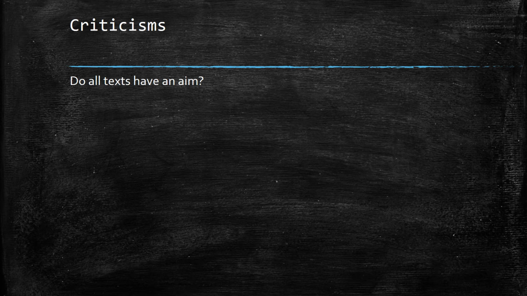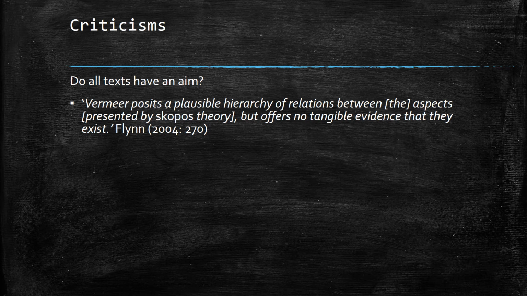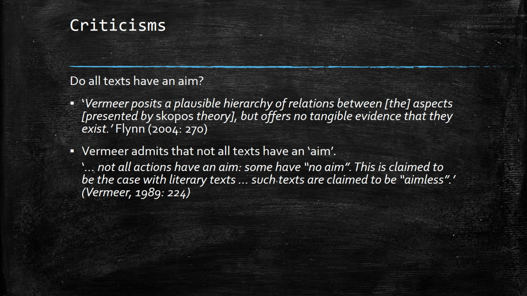Nord and others are quite critical of Vermeer, asking if all texts have a skopos. Vermeer posits a plausible hierarchy of relations between the aspects presented by Skopos theory, but offers no tangible evidence that they exist. Vermeer even admits that not all texts have a skopos. Not all actions have an aim, some have no aim. This is claimed to be the case with literary texts. Such texts are claimed to be aimless.